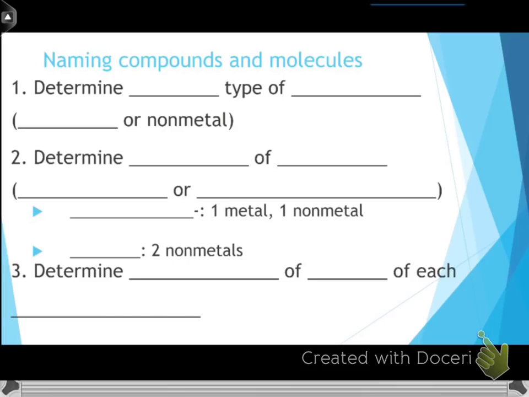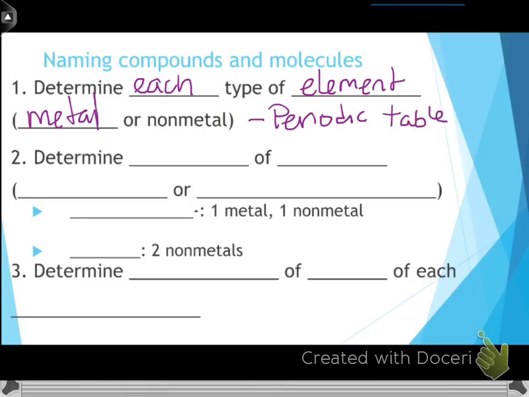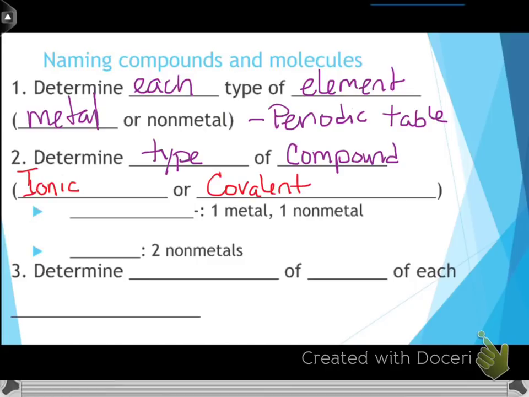Alright, naming compounds and molecules. Determine each type of element. Is it a metal or non-metal? This is where your periodic table comes in handy again, knowing your groups and your families. You need to determine the type of compound. Is it ionic or covalent? And remember, we talked about this in our terms.